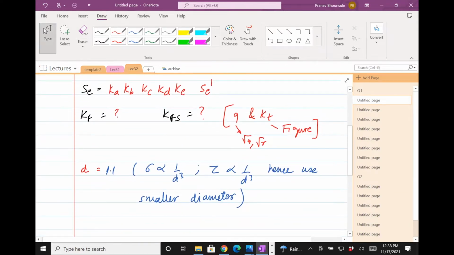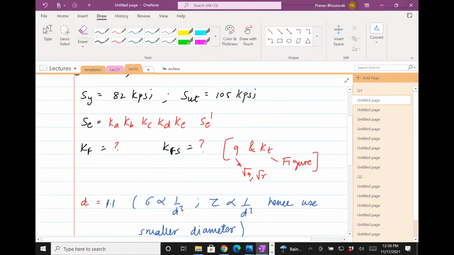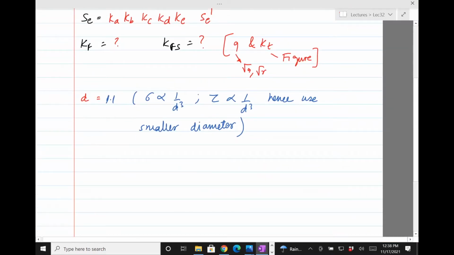Yeah, I think I'm missing a few more things. I also need to write the moments, right? So I need Ta, Tm, Ma, and Mm. Okay, what are these? These are the alternating and the mean torques and moments.